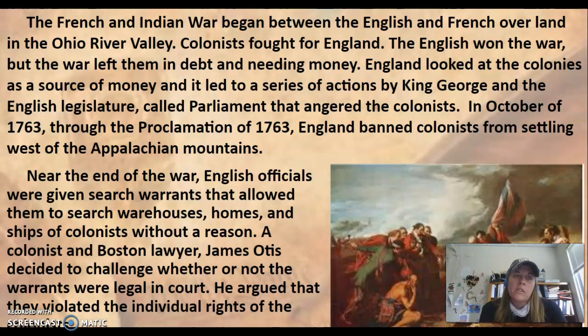Near the end of this war, the English officials were given search warrants that allowed them to search warehouses, homes, ships of colonists without a reason. So they didn't have to have a reason to go in and search you, but if you were breaking any of the king's laws or parliament's laws, then you would be fined or arrested. A colonist and Boston lawyer, James Otis, decided to challenge whether or not the warrants were legal in court. He argued they violated individual rights of the colonists. But as we'll see through history, colonists are not going to be treated the same as citizens living within the country of that time.